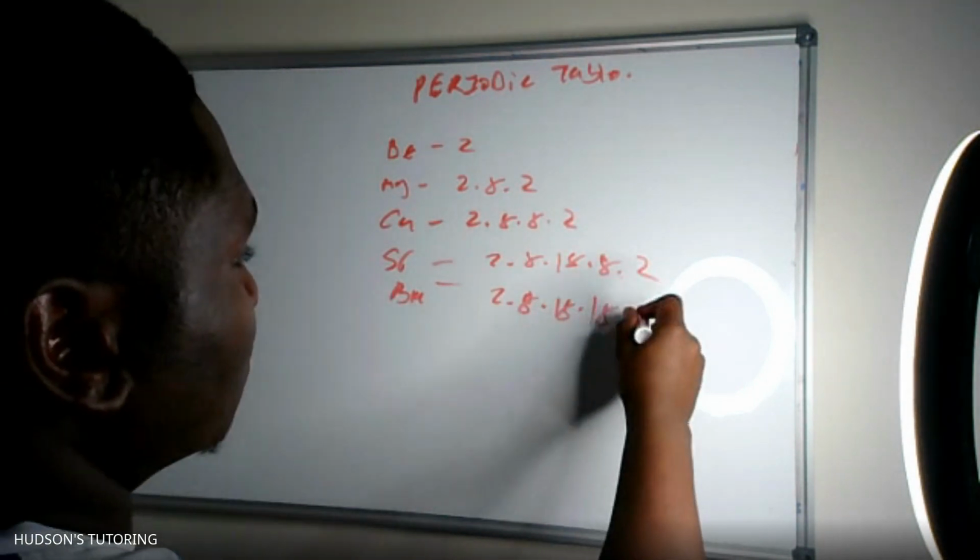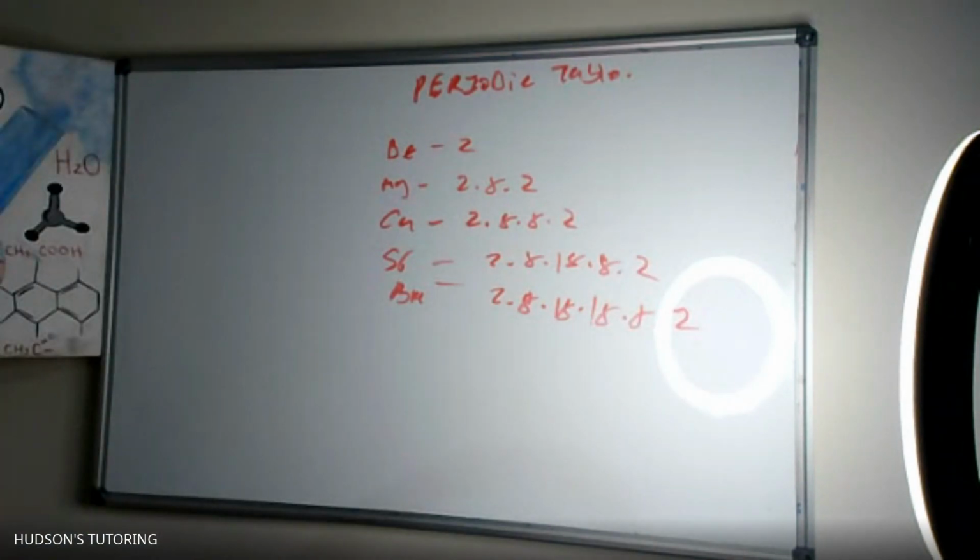All right. Let's take a look at the trends in group 2. The first trend is, of course, that the atomic radius is going to increase going down the group. You will also realize that all elements in group 2 contain 2 electrons in their valence shell.